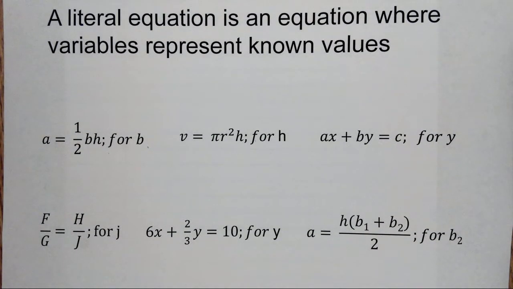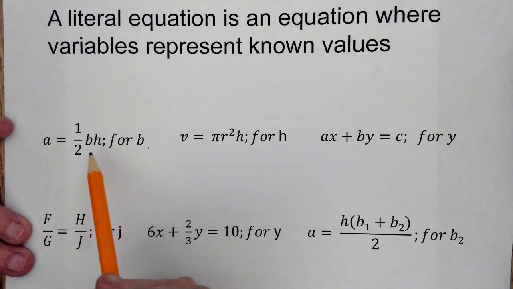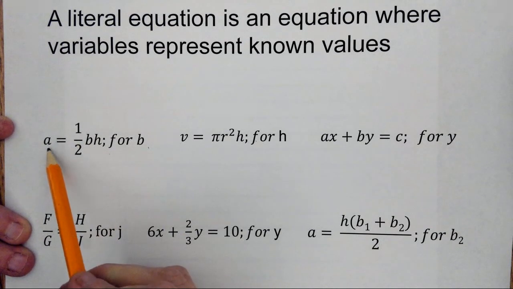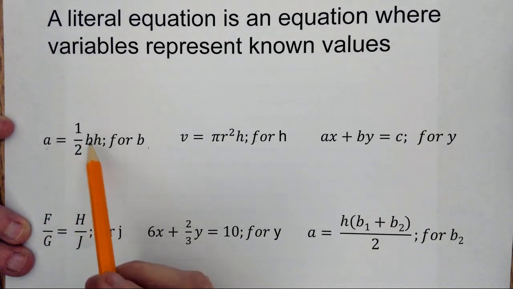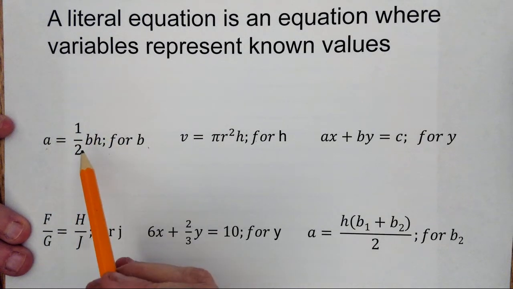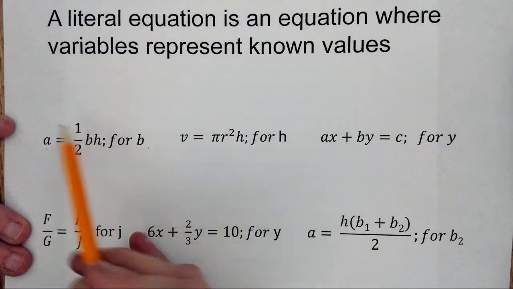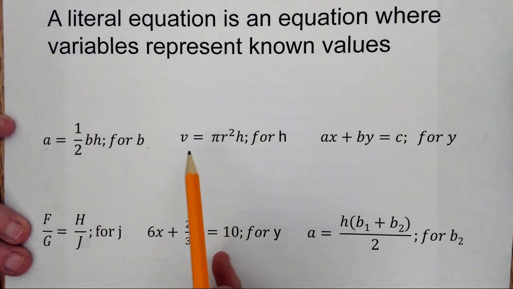Today in class we talked about literal equations. As it says up there, a literal equation is an equation where variables represent known values. What that means is, for example, if I look at this formula, A equals 1/2 BH, which is the formula for the area of a triangle, I know that A represents area, B represents the base, H represents the height. I know what these values are. I may not know their exact number right now, but these are values that I'm aware of in the real world.